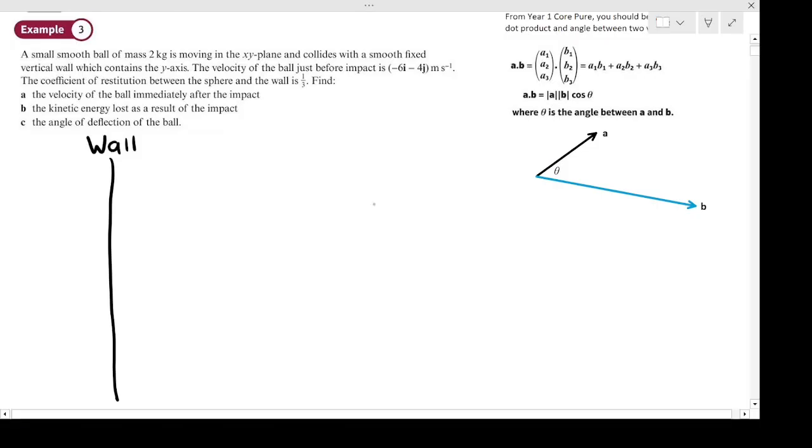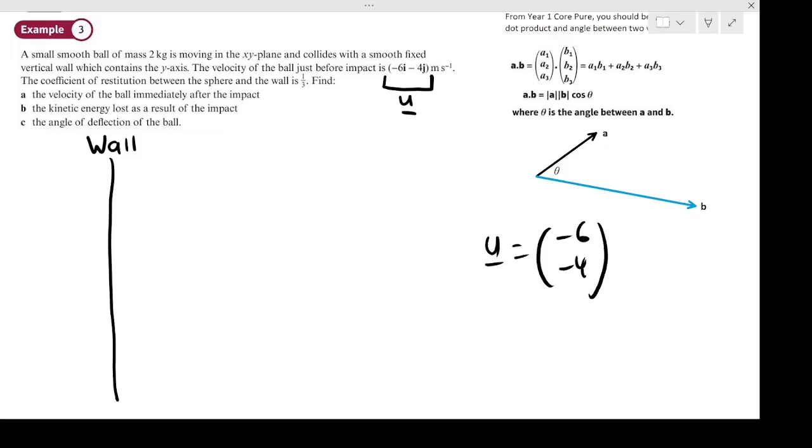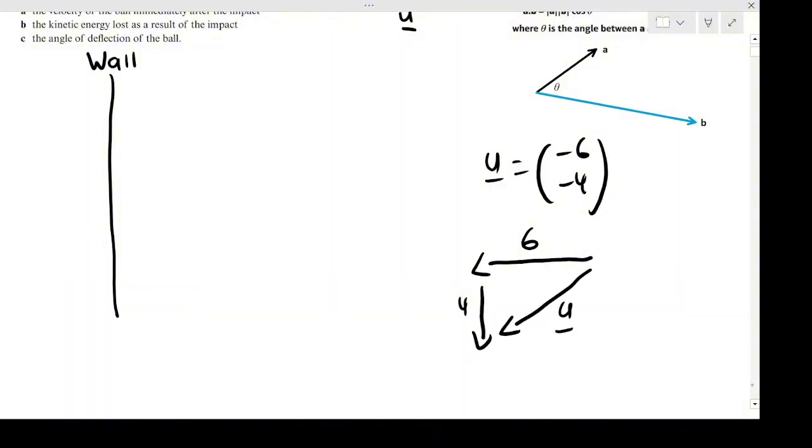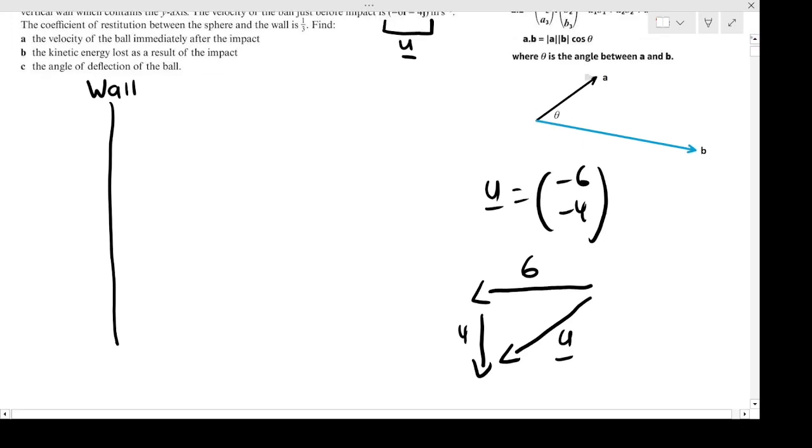What I'm also told is the velocity before is minus 6i minus 4j. I'm going to call that u. So u is going to be minus 6 and minus 4 as a column like this. Hopefully happy with that. Remember, think back to GCSE or normal maths. What this vector looks like is it's saying we're going to go 6 to the left, then 4 down like that. So my vector overall is going to look like that, and that's what u looks like. So it's going to hit the wall with that sort of vector. So that's going to be u.